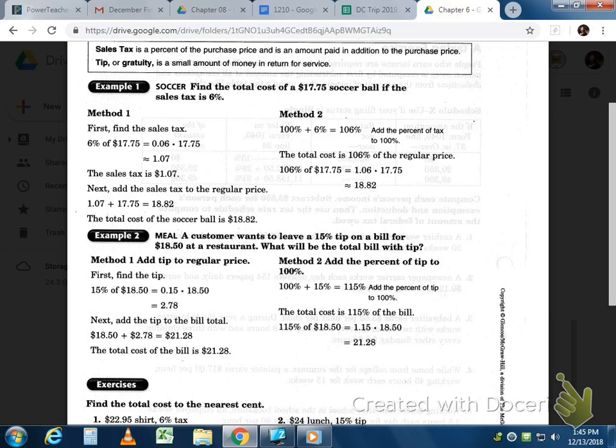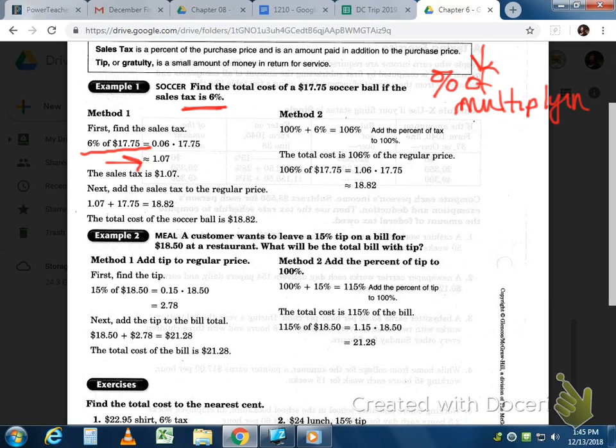Usually the first method is the way that you learn how to do it the first time you talk about it. If you've got a 6% tax, you find 6% of the price $17.75. Now, earlier in this chapter, we were finding percent of a number. So percent of a number, what did of mean? Times. So you're going to be doing multiplying. You're going to be doing lots of multiplying on these problems. 6%, 0.06 times $17.75, they come up with $1.07.